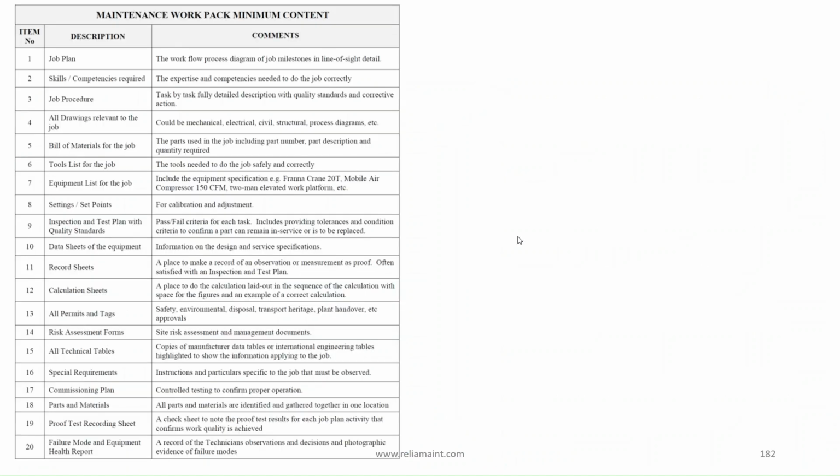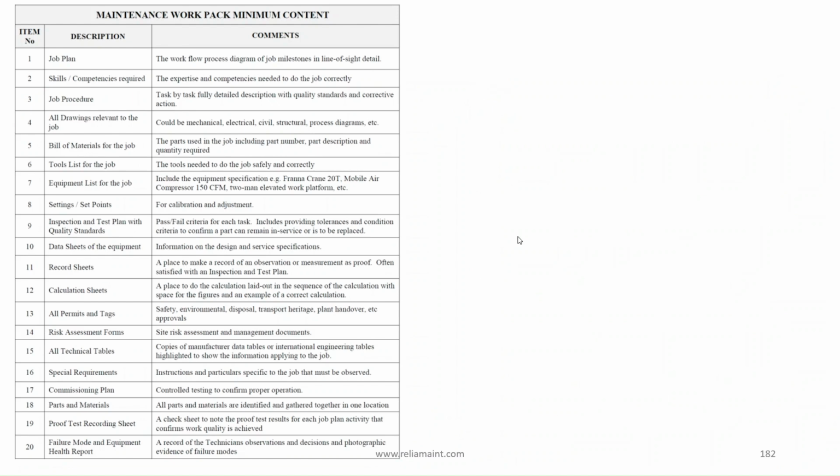Maintenance work pack. Job plan, the workflow process diagram of the job in line of sight detail. Skills/competencies required, the expertise and competencies needed to do the job correctly. Job procedure, task by task, fully detailed description with quality standards and corrective actions. All drawings relevant to the job, could be mechanical, electrical, civil, structural, process diagrams, etc. Bill of materials for the job, the materials used in the job including part number, part name, and quantity required. Tools list for the job, the tools needed to do the job safely and correctly.